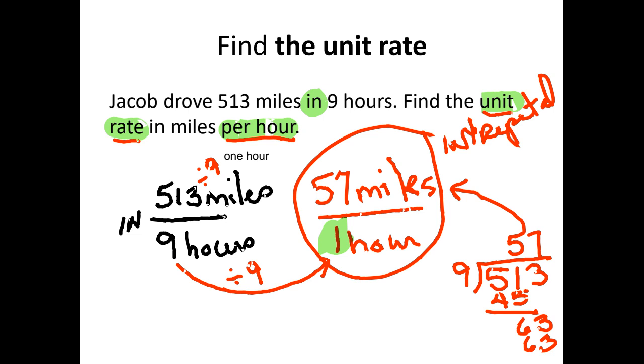Now, how do we read it? Now, we can say 57 miles per hour. The per means 1. Or sometimes Pearson likes to say 15 miles per hour. Notice how these two are interpreted.